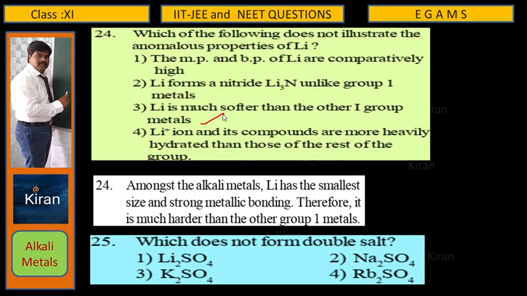Which does not form double salt? Double salts like potassium sulfate, aluminum sulfate, 24H2O, that is called a double salt. In this case, which will form a double salt? Yes, in alkali metals, lithium can form a double salt.